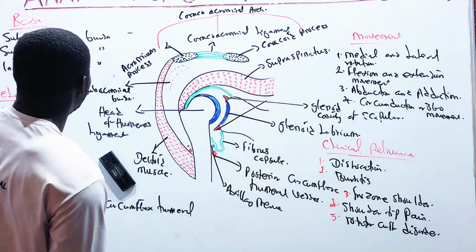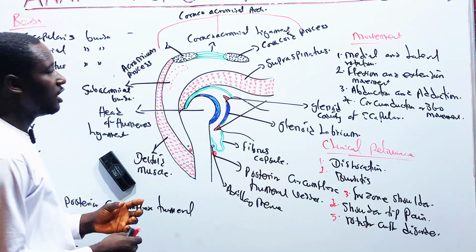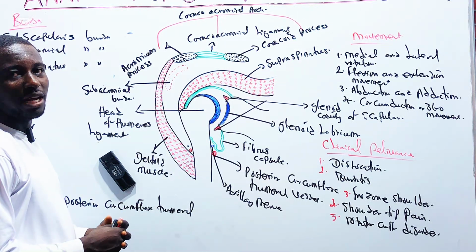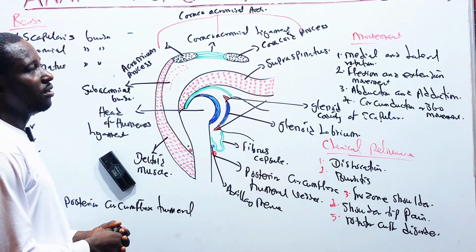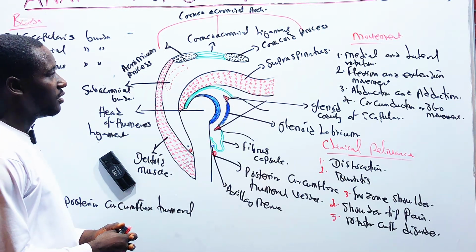So here comes the end of this class. I believe you enjoyed the anatomy of the glenohumeral joint as we have discussed earlier.